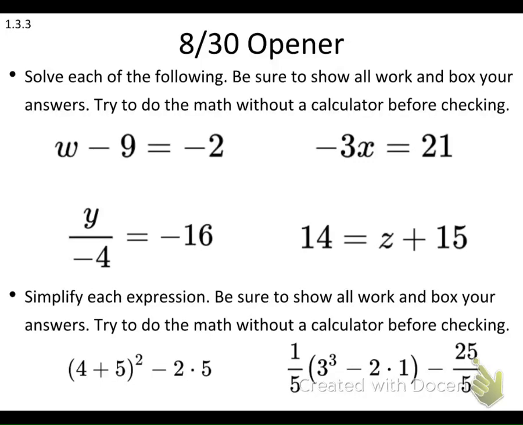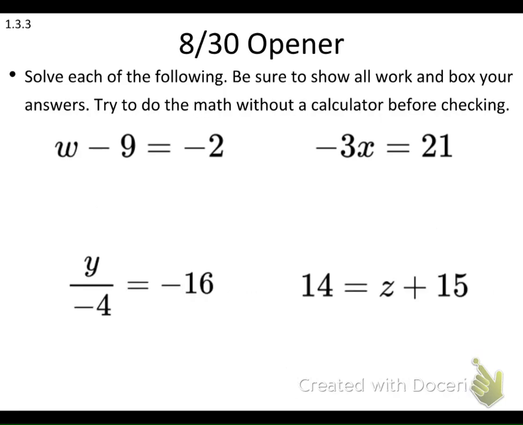Okay, so today is the 30th. The first part of our opener, we're going to solve each of the following. We're going to show all of our work by circling our variable, draw our line of equality, box our final answer, and show an inverse operation. So, first one here, we have w minus 9 equals negative 2.